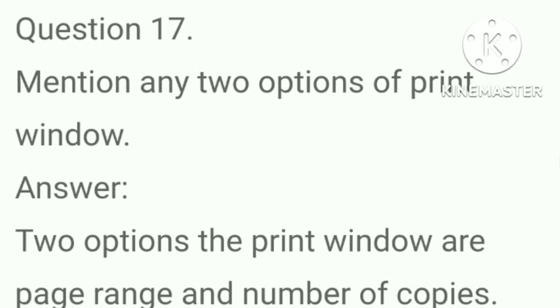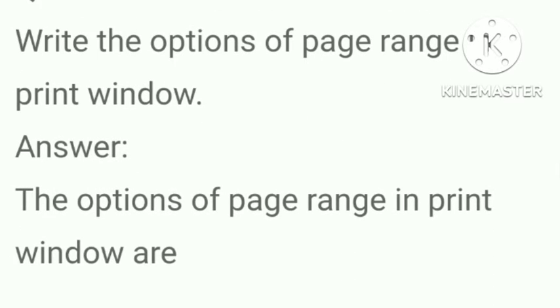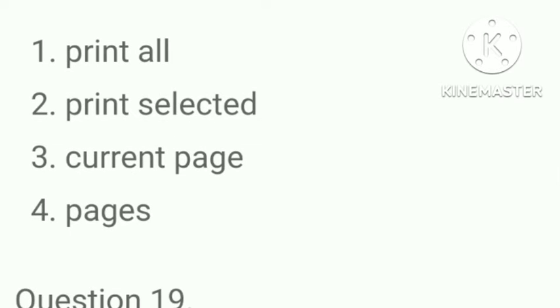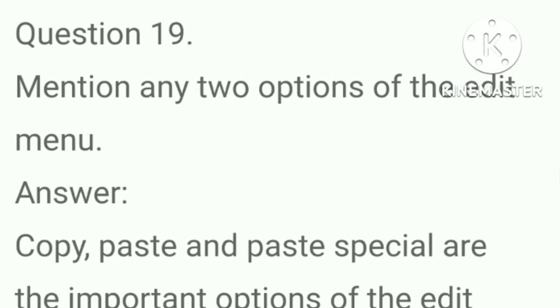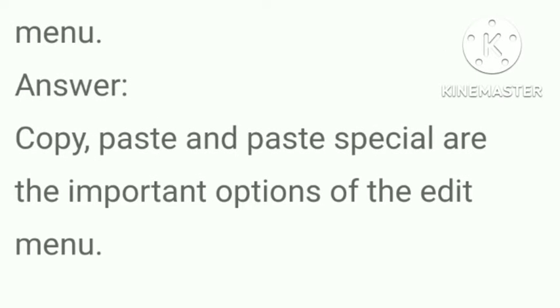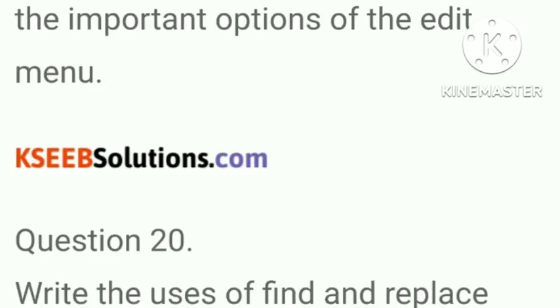Mention any two options of print window. Answer. Two options of the print window are page range and number of copies. Write the options of page range in print window. Answer. The options of page range in print window are print all, print selected, current page, pages. Mention any two options of the edit menu. Answer. Copy, paste and paste special are the important options of the edit menu.